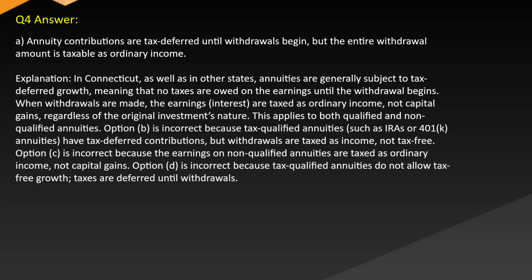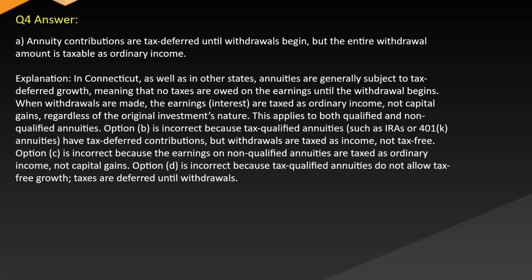Explanation: in Connecticut, as well as in other states, annuities are generally subject to tax-deferred growth, meaning that no taxes are owed on the earnings until the withdrawal begins. When withdrawals are made, the earnings and interest are taxed as ordinary income, not capital gains, regardless of the original investment's nature. This applies to both qualified and non-qualified annuities.